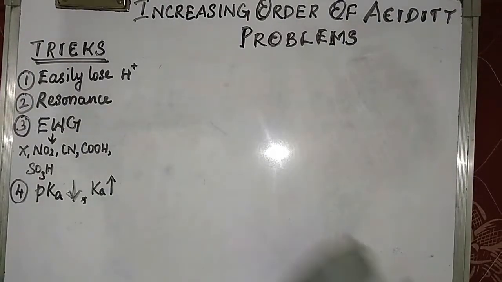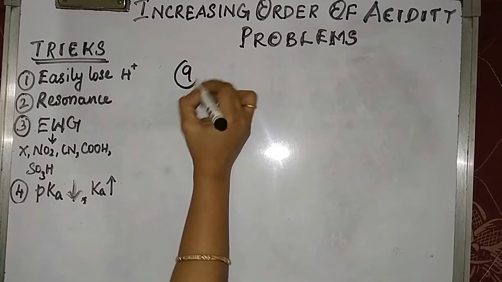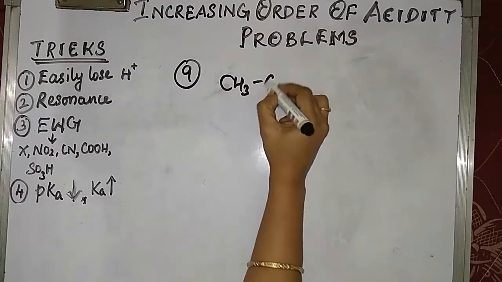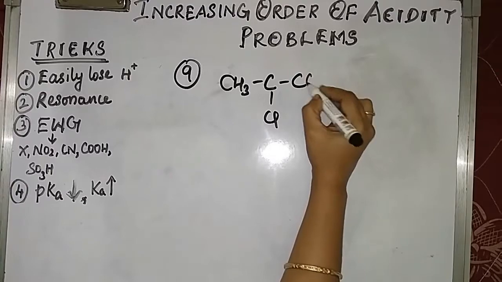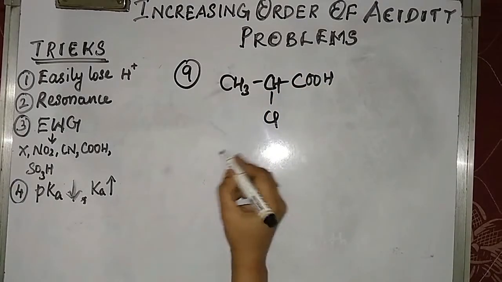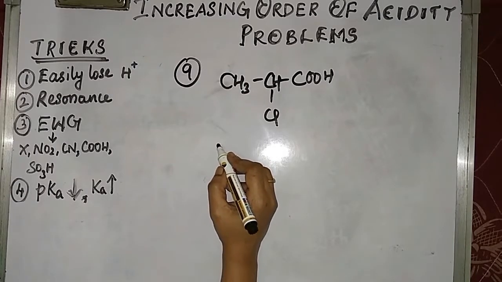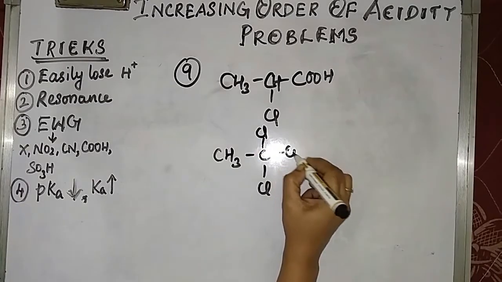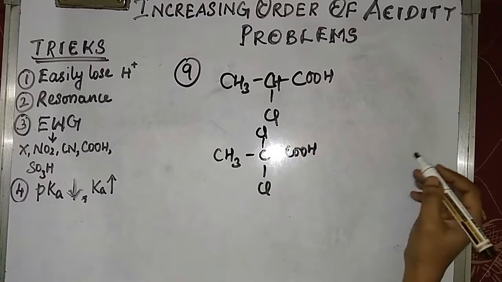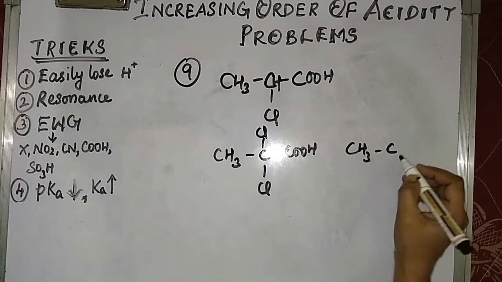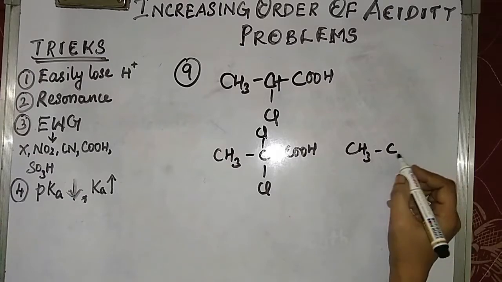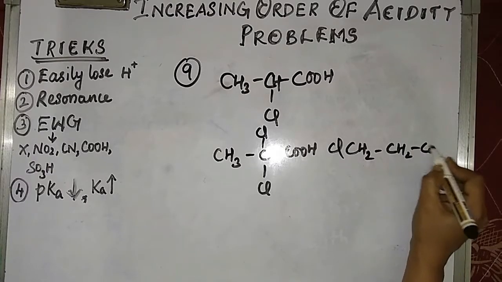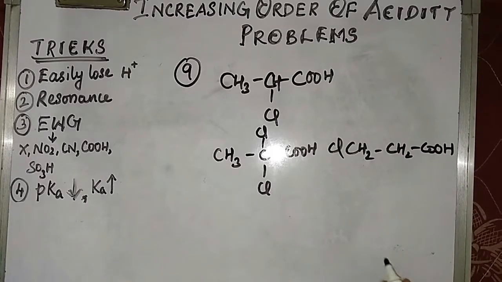The 9th question is 3-chloropropanoic acid, and 2,2-dichloropropanoic acid, and 2-chloropropanoic acid, 3-chloropropanoic acid. Now these are the three things.